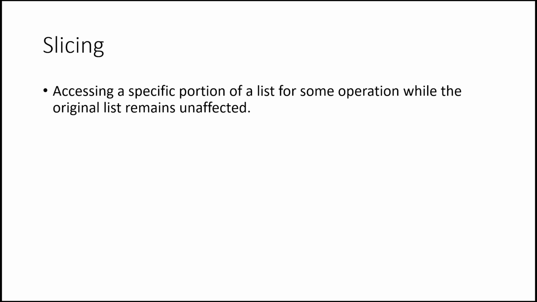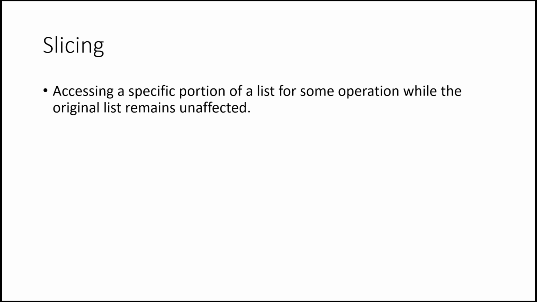So you're accessing a specific portion of that list. Let's say I have a list with the 5 numbers, 1, 2, 3, 4, 5. I only want to access the numbers 1, 2, and 3. I only want to access that portion. It won't change the original list, but I just want to do operations on that specific value.